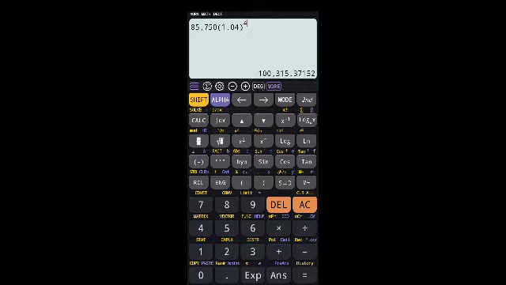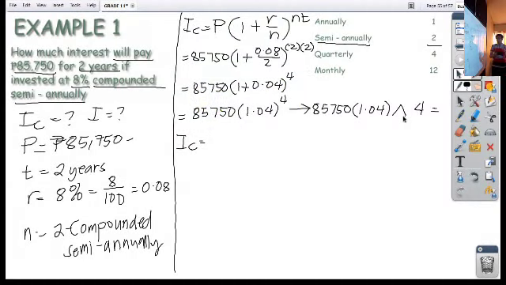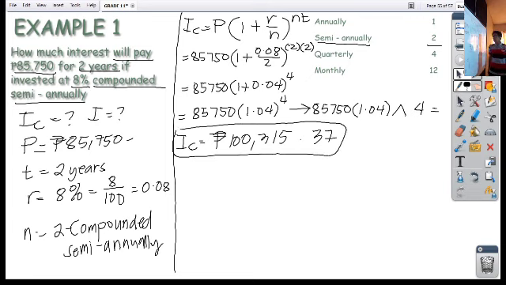Go back to you, Kuya G. So, thank you very much. Actually, you saw not just one calculator but two. So, the answer is 100,315 pesos and 37 cents. So, this is now our first answer, which is the I sub C, or the compound interest. So, let us now solve for the interest charge.